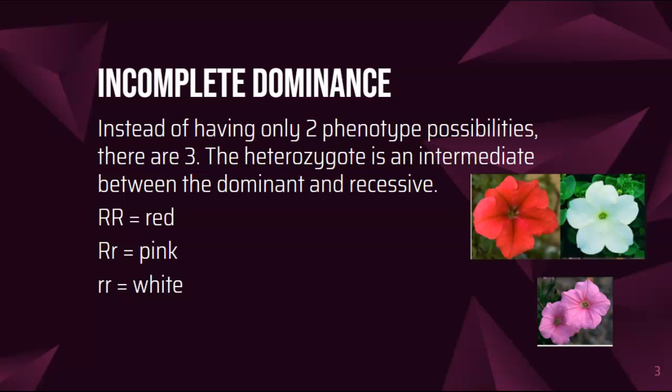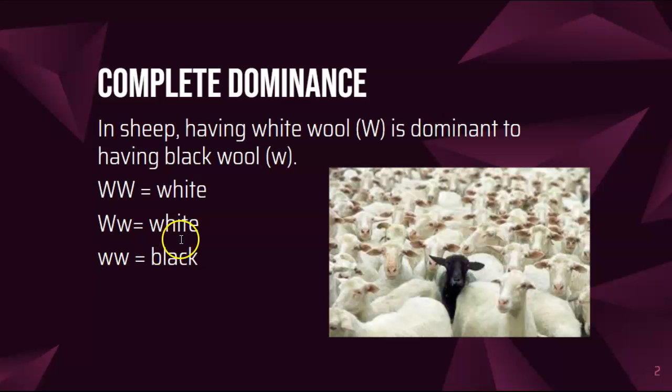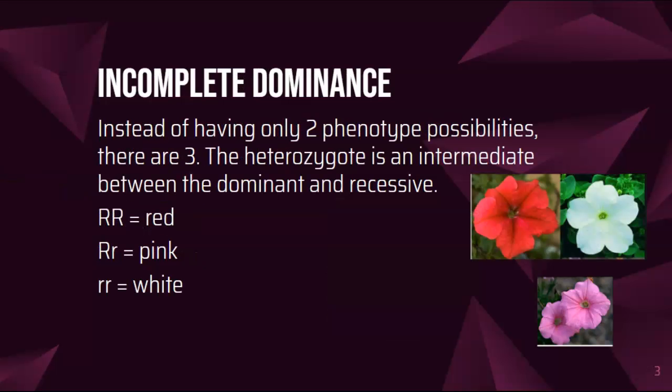So let's take a look at these flowers. Okay, if a flower is big R, it's red. If a flower is little r, it's white. If you take these and put them together and have babies, okay, under this way, we would expect the heterozygous to have that dominant phenotype. So we would expect all of the babies to be red. Nope, the babies are pink. What? That's right. So our heterozygous here have a third phenotype.